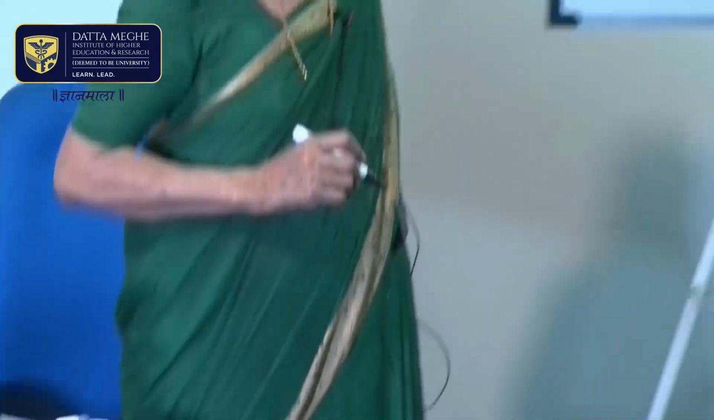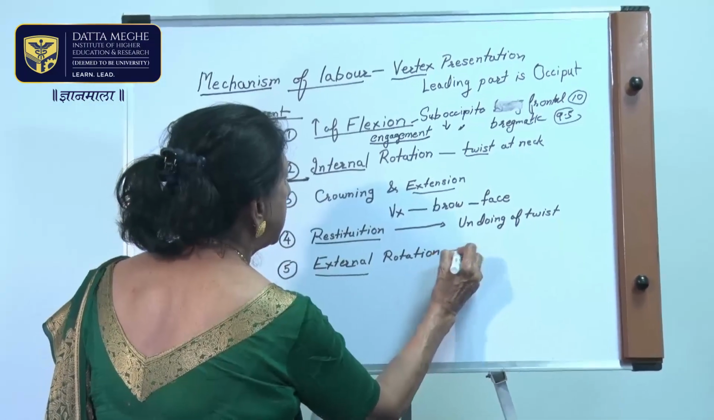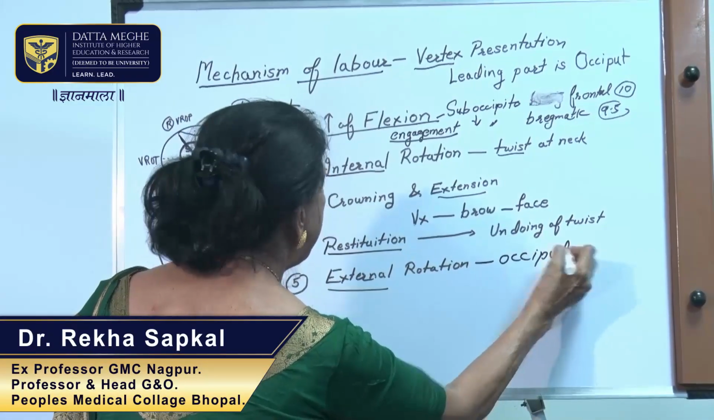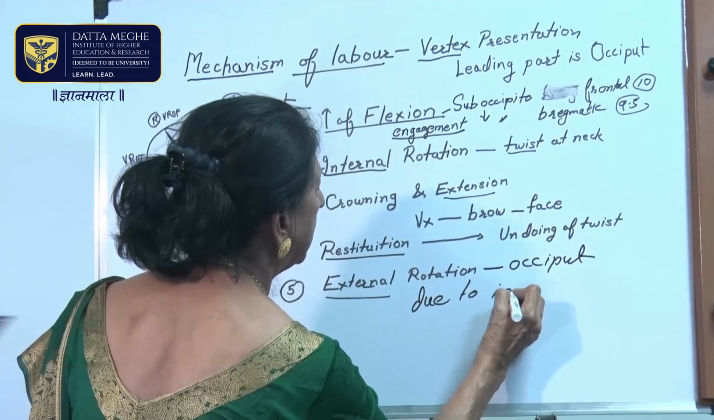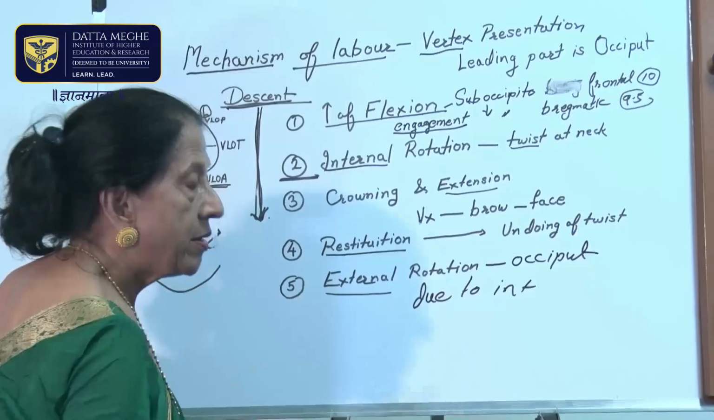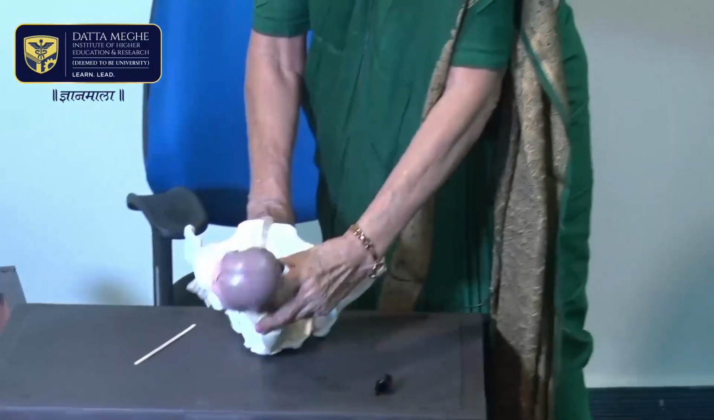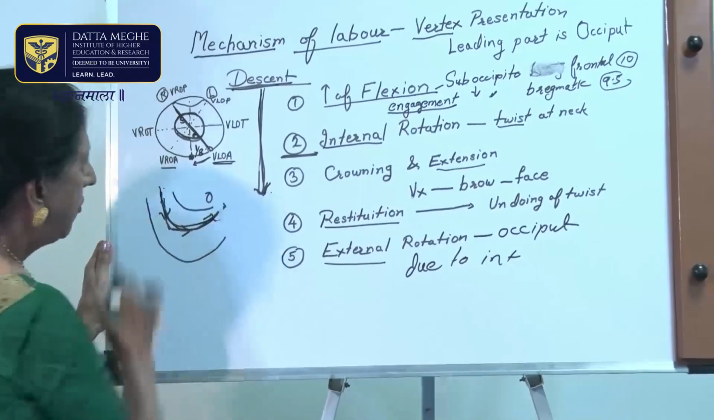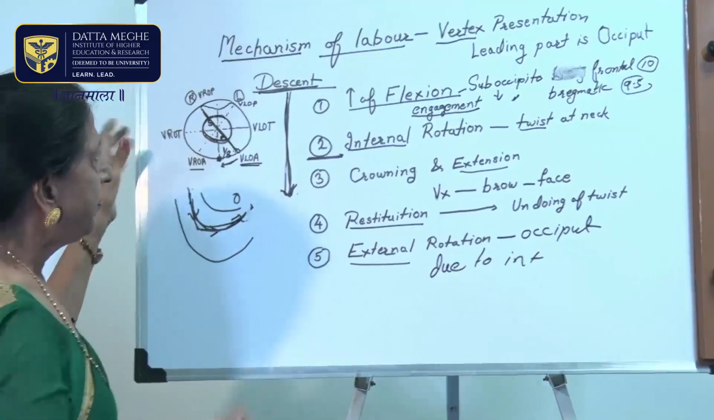Once it gets internally rotated, then there is external rotation of occiput. Why is it there? Due to internal rotation of the shoulder. And the shoulder is borne out, the trunk and the lower limbs follow by the movement of lateral flexion. Because the obstetric axis is J shaped, naturally the trunk should get out by the movement of lateral flexion. Let us say the steps here.